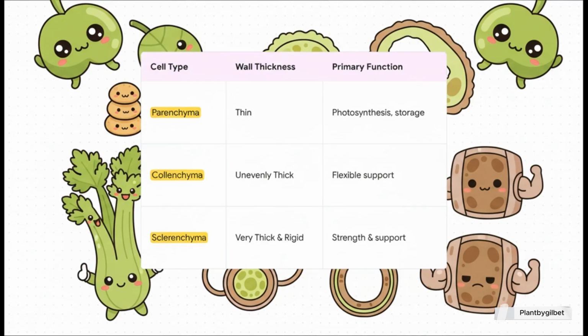And finally, you get sclerenchyma cells. These are the heavy-duty support beams. Their walls are incredibly thick and rigid, so tough in fact that the cells are often dead when they're mature, leaving behind a hard, woody structure. That's what gives a pear its gritty texture.